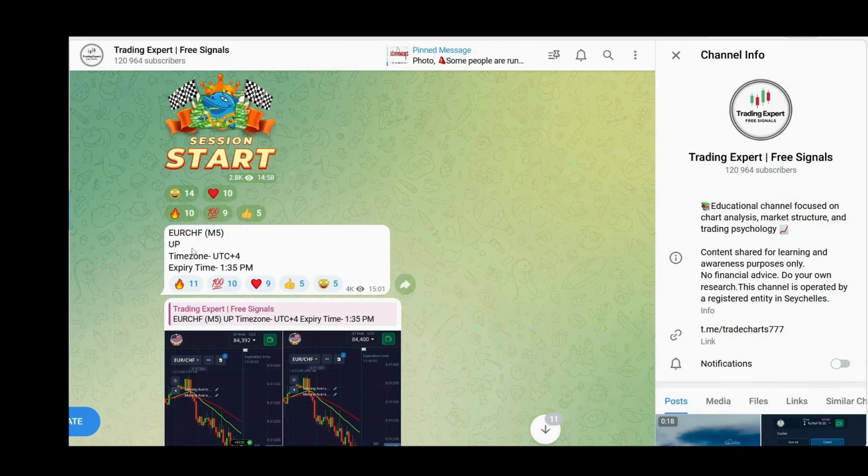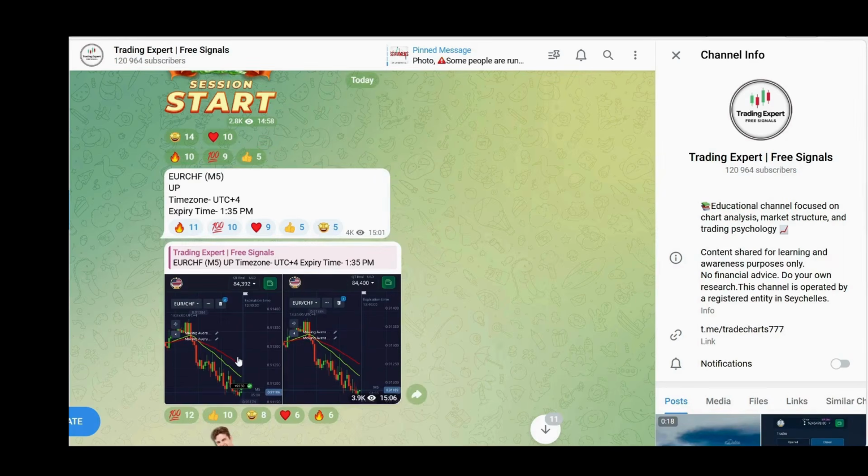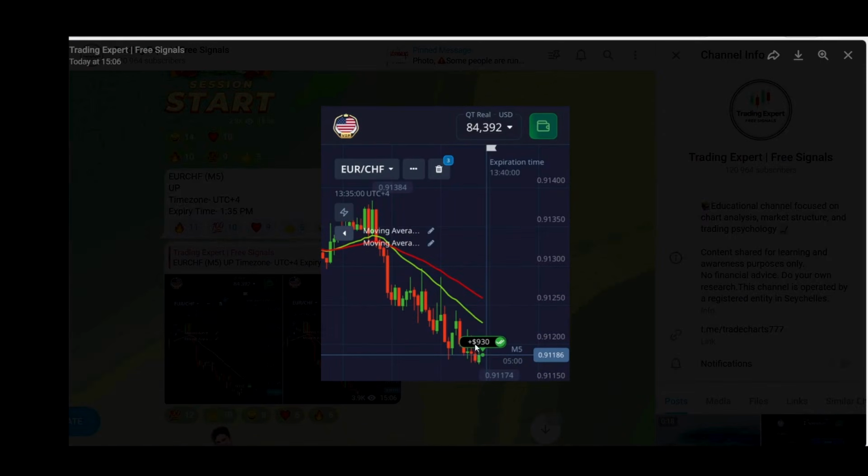The session has started. This was a free group signal on EURCHF for an upside call side move. Let me explain the trade. You can see that the previous red candle was completed, and this was the last red candle. That's why we provided a signal for the upside move, and this was a clear win. You can also see there was a support level here.